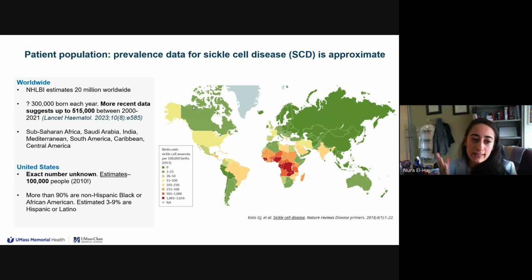In the United States, we have very, very old data that we've been using for years and years, saying 100,000 people. But that's from almost 15 years ago now. What we do see is there's some really hot spots for sickle cell disease: sub-Saharan Africa, India, the Middle East, Central and South America. Why is that the case?